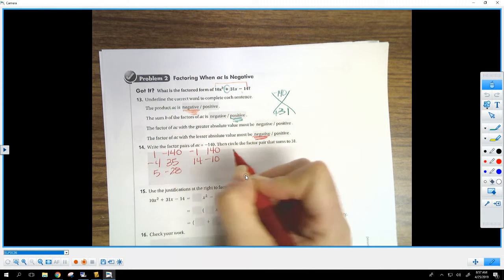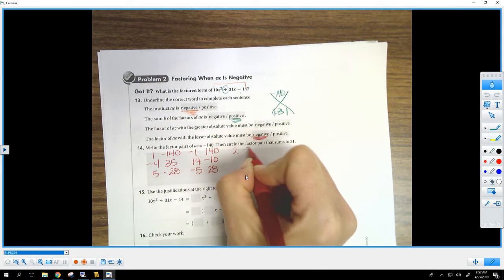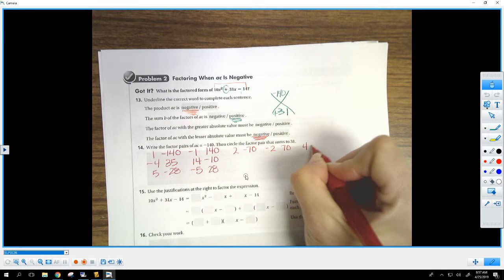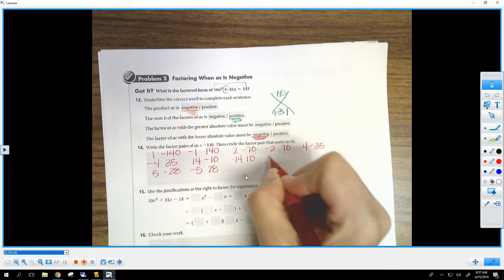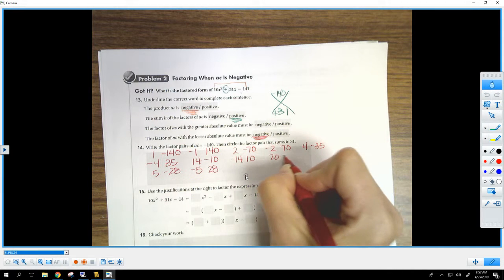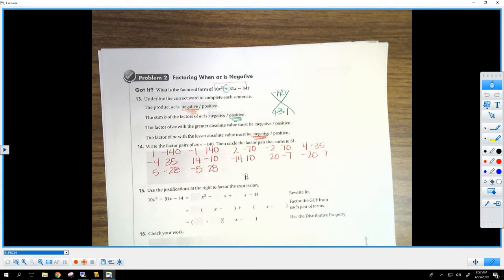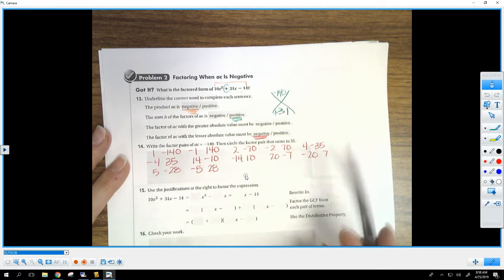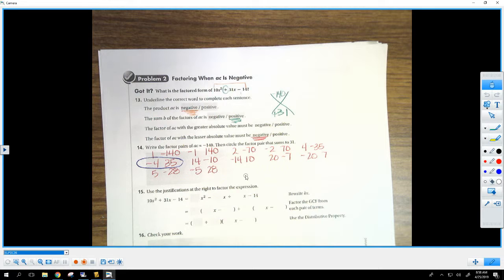We have a positive 14, negative 10, negative 5, positive 28, 2, negative 70. So then we have a negative 2 and a positive 70. 4 and negative 35. Negative 14, positive 10. 20. Negative 7. Negative 20, positive 7. Mercy me, there's a lot of factors. All right, so which one works? Which one will add together and give me 31? How about negative 4 and a positive 35? Remember, the smallest value had to be negative.